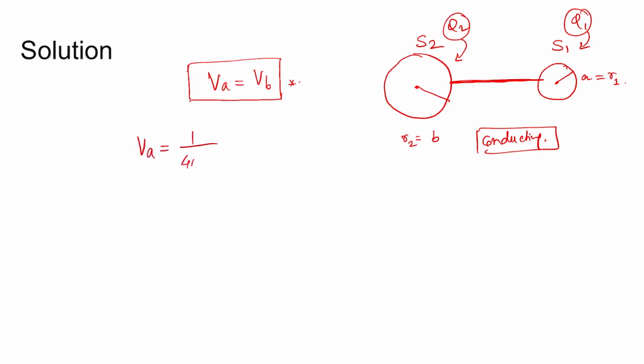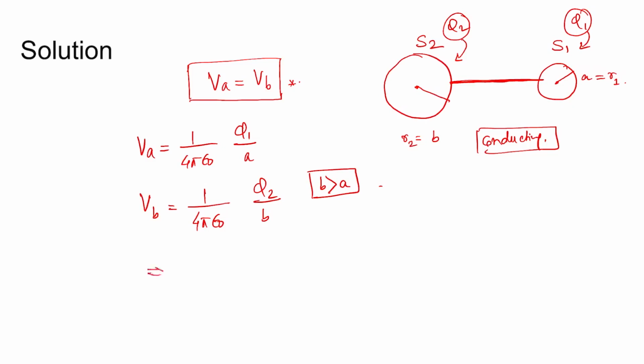And now we know what VA is. VA is 1 by 4 pi epsilon naught times the charge on A, that is Q1, by the radius of A, that is A. For sphere 2, the radius is B, so Q2 by B, and B is greater than A, as you see from the diagram and as given in the question. The 1 by 4 pi epsilon naught cancels, and we get Q1 by A equals Q2 by B, which implies Q1 by Q2 equals A by B.